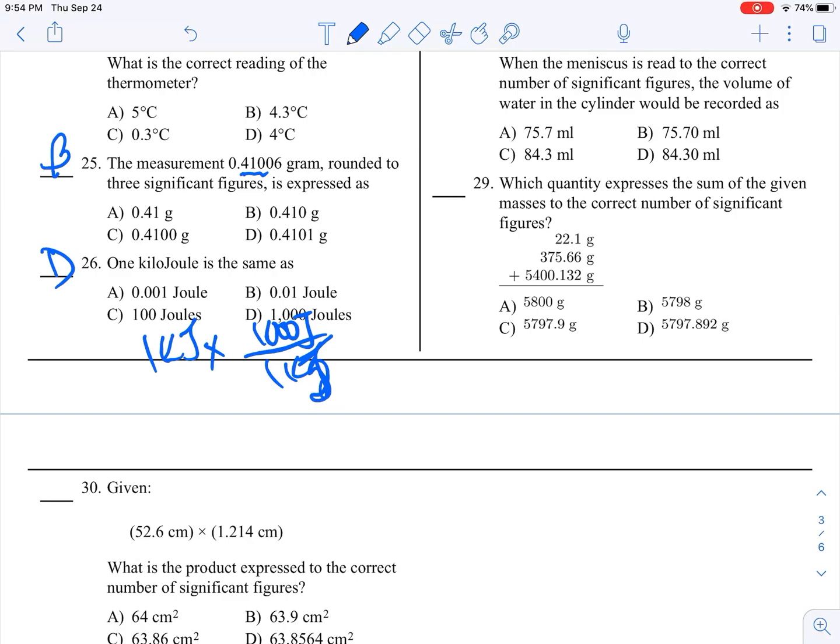So we're adding. The trick with adding, not really a trick, just the rule, is you have to round to the fewest number of total decimal places. 375.66 plus 5400. Okay. 5797.892. But I need 1 decimal place. This rounds this up to a 9. So what should I see?